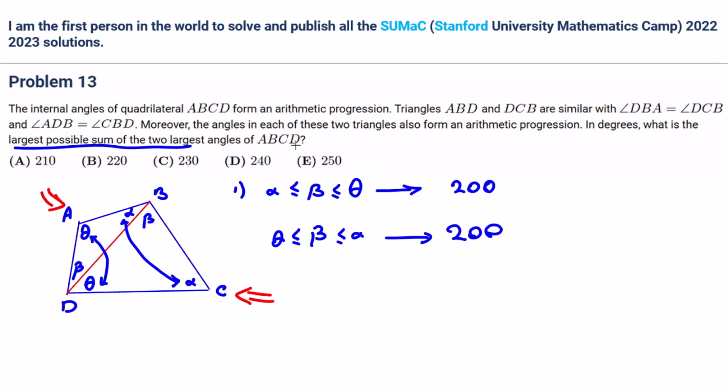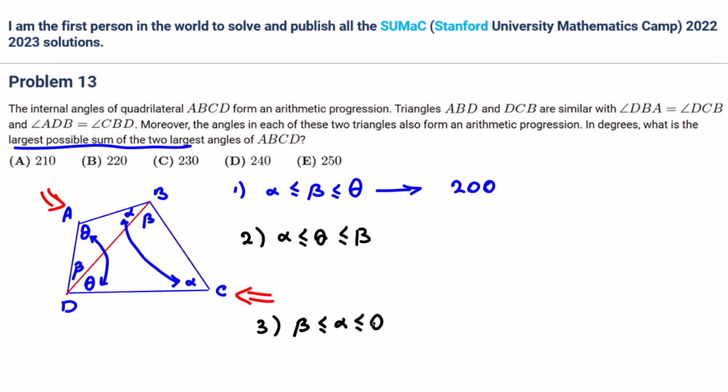Now, when we want to use casework, we don't need to check 3 factorial cases. We need to check 3 cases because permutation of alpha and theta is not important. So if alpha theta like this, the third case is beta alpha theta. Agreed? Yeah. Okay, now let's check these 3 cases.